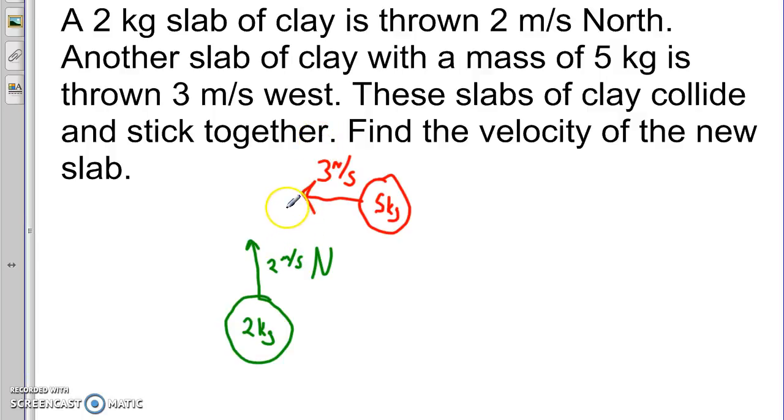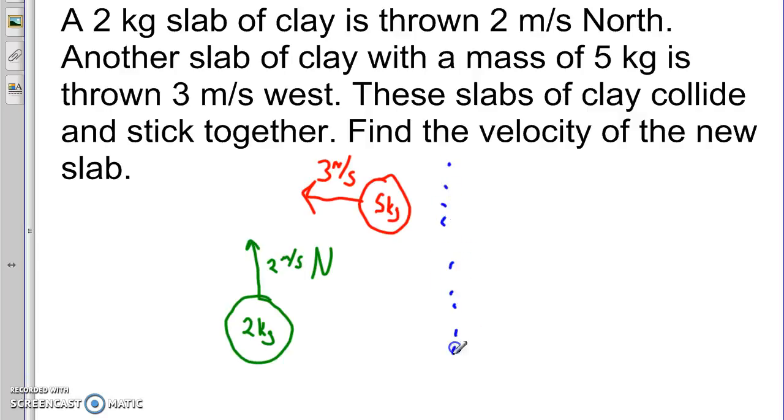As you might imagine, if you've ever done any pottery or played with Play-Doh, when these things hit together, they're going to be kind of sticky. And in fact, we're going to assume here that they collide in a perfectly inelastic collision. In other words, they are going to smash together, right? So afterwards, it would look like this.